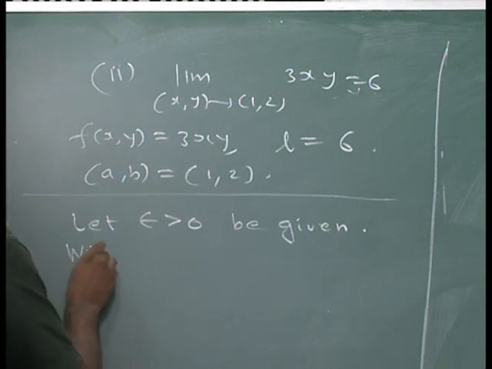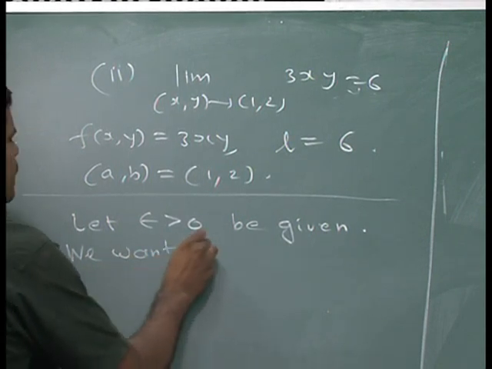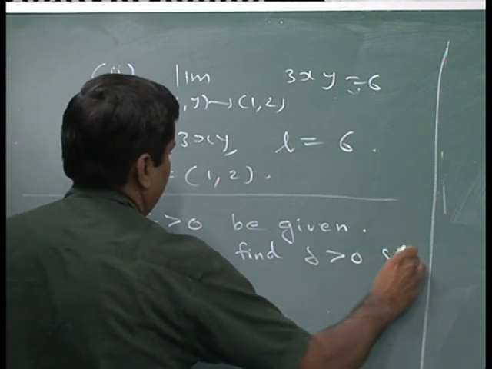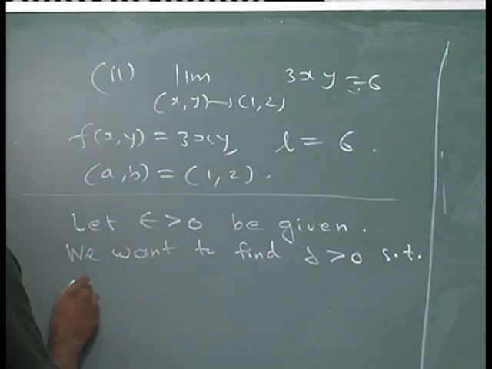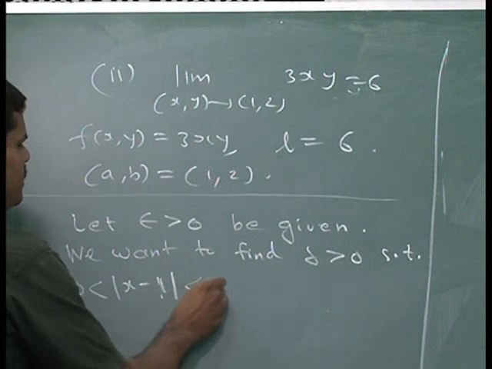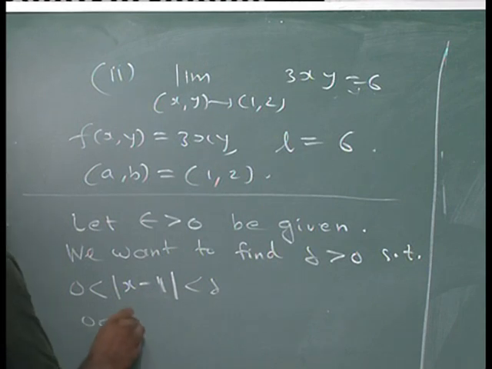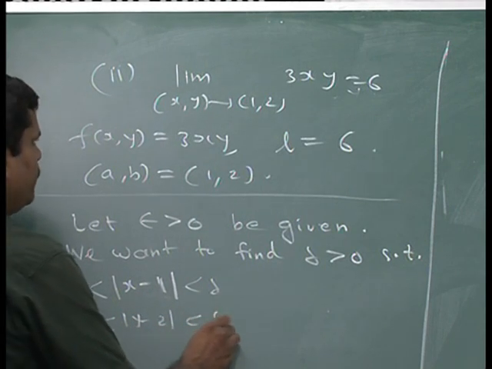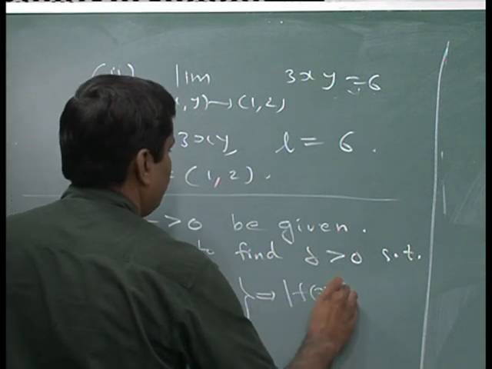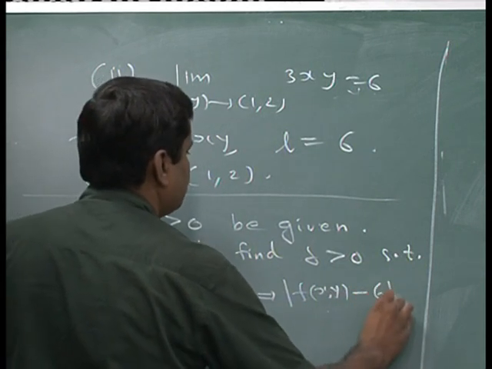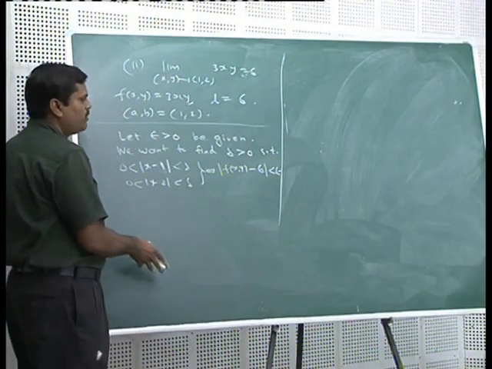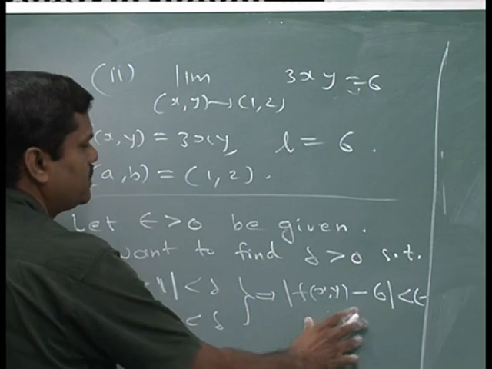And what is our aim? Our aim is to find delta such that whenever 0 < |x - 1| < delta, and 0 < |y - 2| < delta, these two together should imply |f(x,y) - 6| < epsilon. So, again I want to find a delta so that this condition is true.